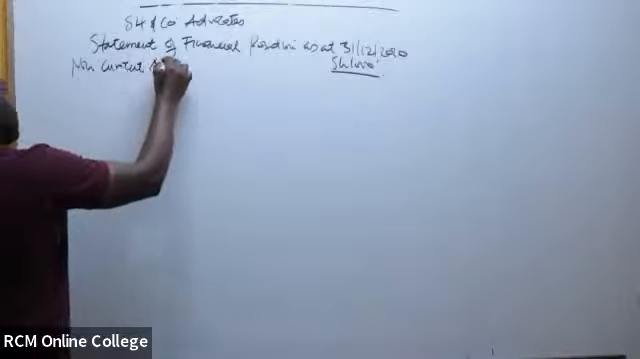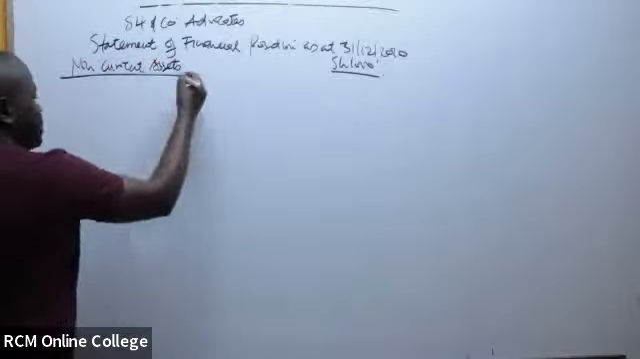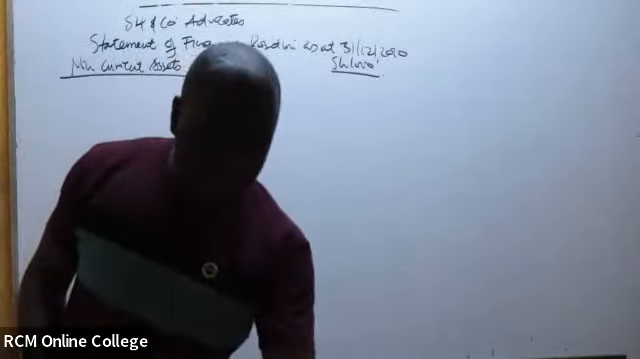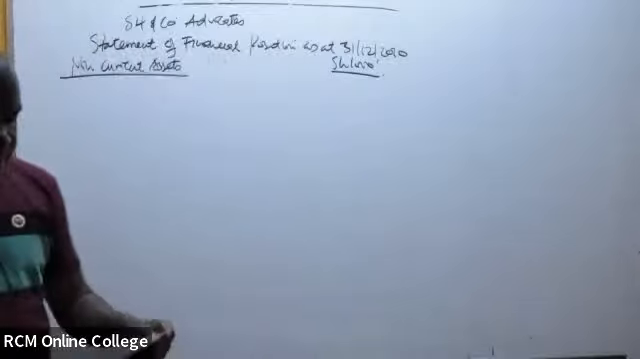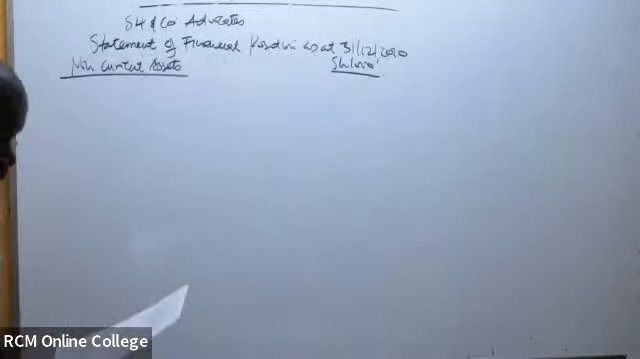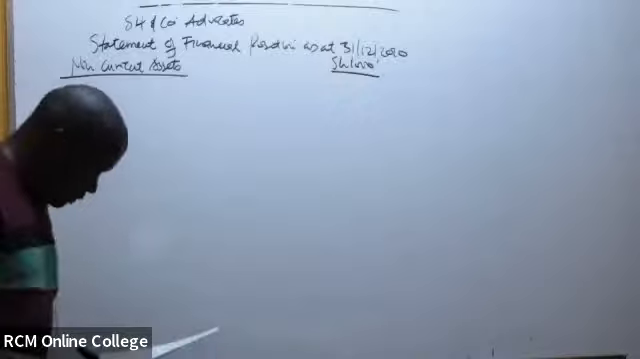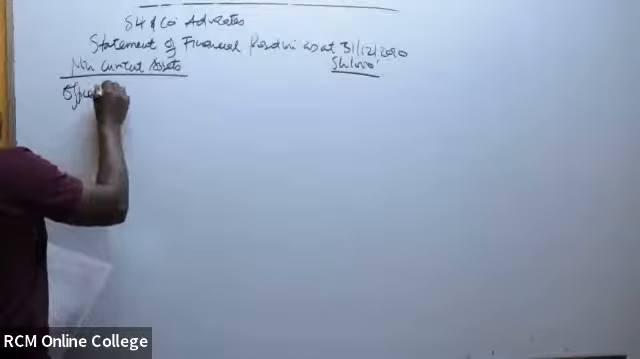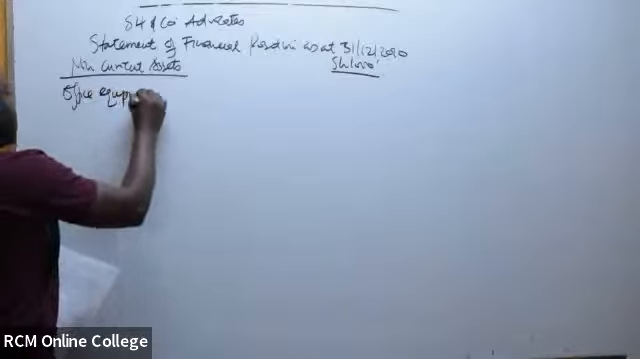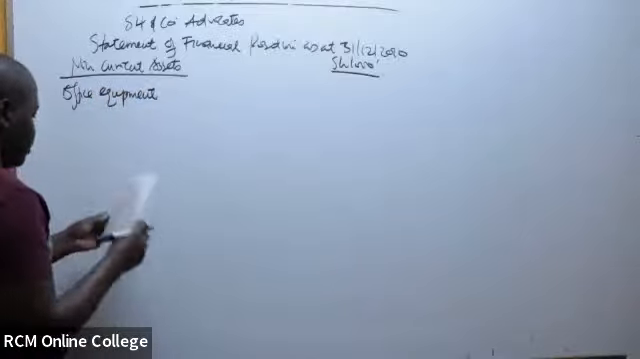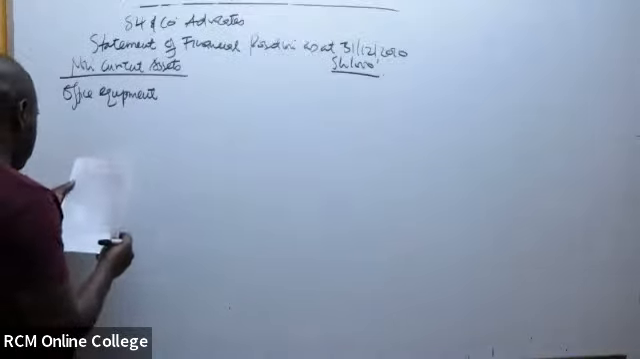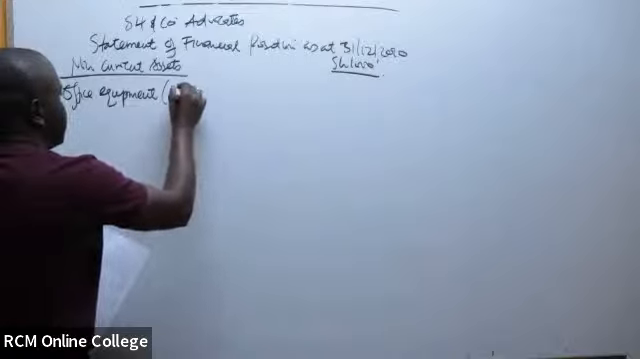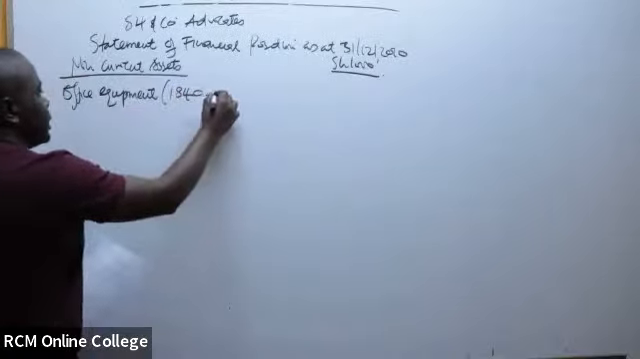Non-current assets. You have a number of non-current assets. In this case, we have office equipment. You can start with office equipment. It was a value of 1840, but now there was a depreciation. The depreciation we've been able to get is 184.